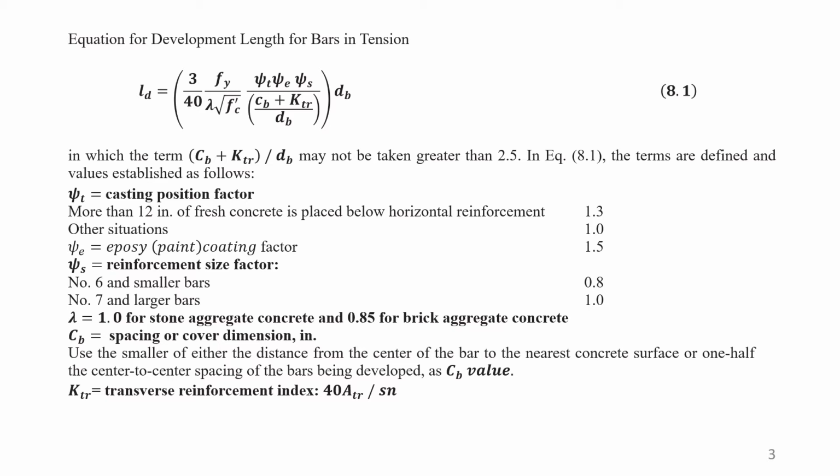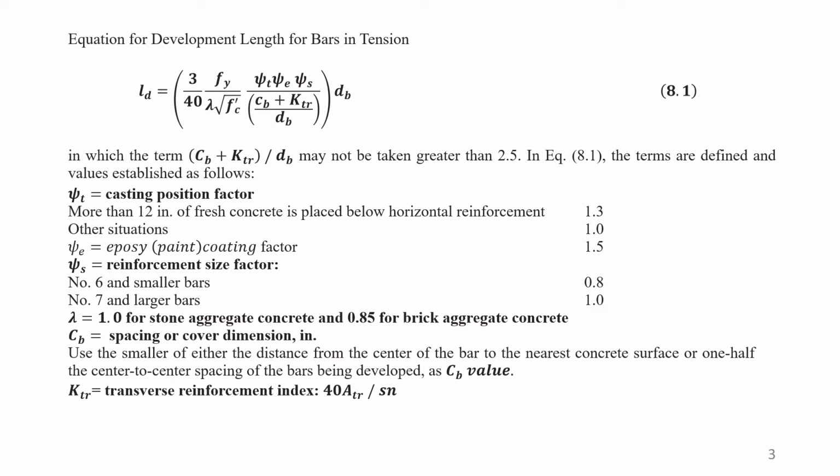CB is the spacing or cover dimension. Spacing means spacing of the bar from one bar to another bar, and the clear cover spacing and cover dimension. At the side bars there will be cover dimension, because after these side bars there will be 1.5 inch clear cover. The clear cover and the spacing of the bar, the distance, what concrete is there in between two bars, that is to be calculated, and that is CB.